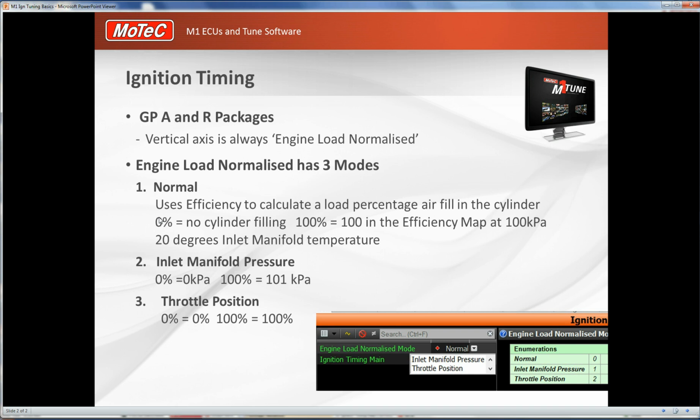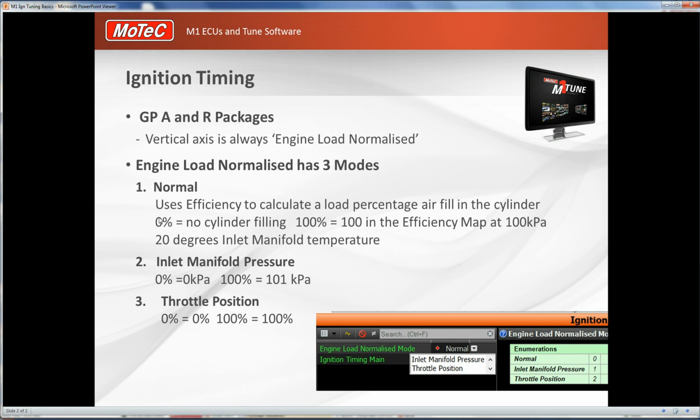Now obviously, knowing the true load on the engine, which is in fact the cylinder pressure, gives us a nice channel to plot ignition timing against. So another example for you, if we had a turbocharged engine and it was running 1 bar of boost, so that would be 100 kPa of boost. That means the inlet manifold pressure would be reading 200 kPa.